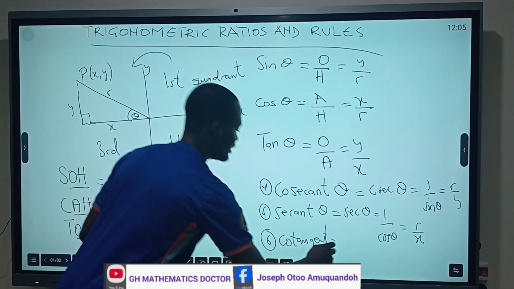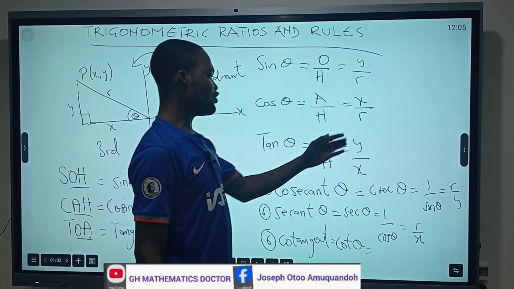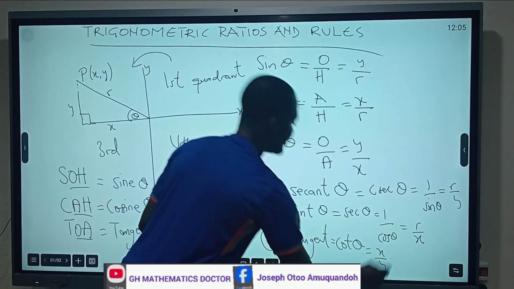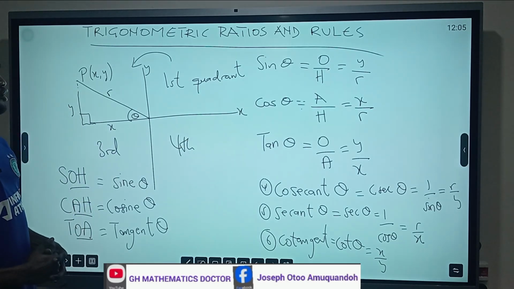And it is also shortened as cot theta. And the cot theta, we have the tan theta to be y over x, so the reciprocal will be x over y. So these are the 6 basic trigonometric ratios we can have so far.